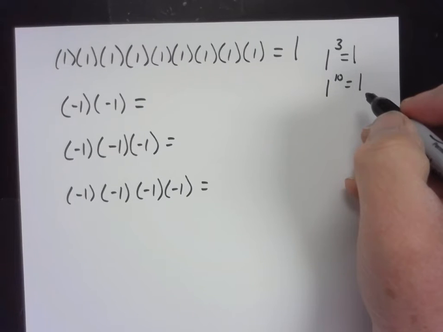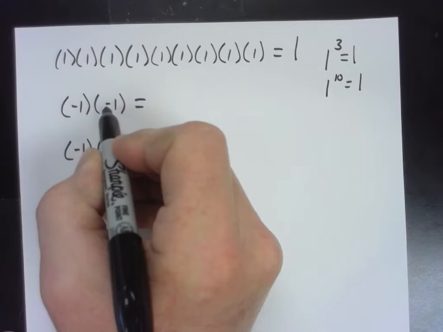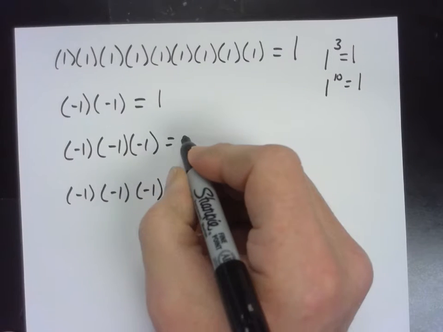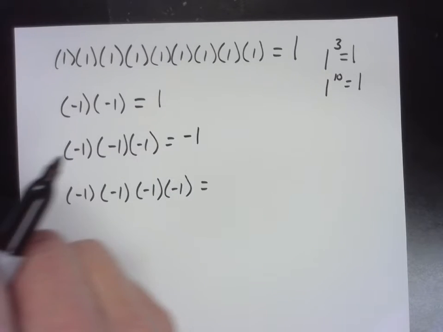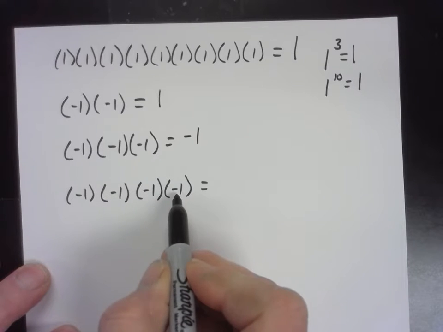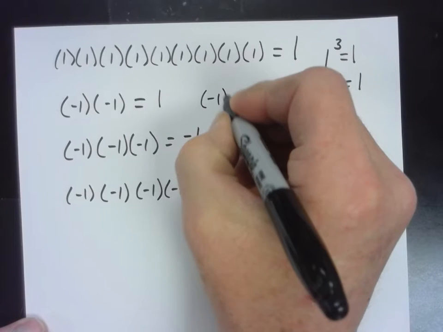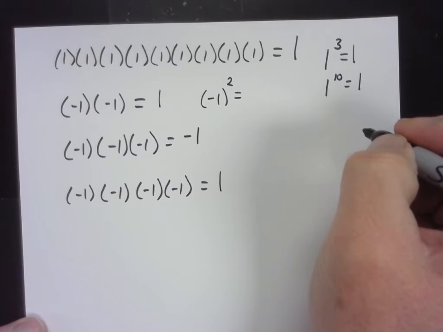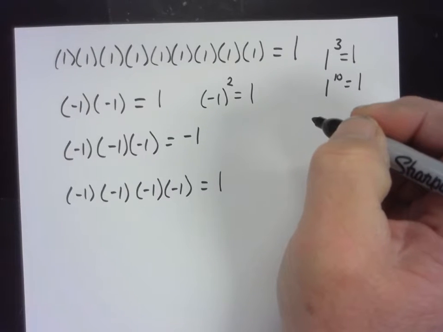Okay. Now, how about negative 1 times negative 1? How about negative 1 times negative 1 times negative 1? Okay, now we have to start thinking a little bit anyway, don't we? We have to start counting up the negatives and doing the odd even thing, don't we? So 4 negative 1s multiplied together? Positive 1. Okay, so then negative 1 squared, what is that going to give us? Positive 1. 2 negatives, right? 2 negatives multiplied together.